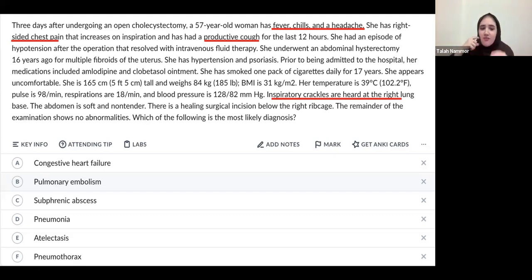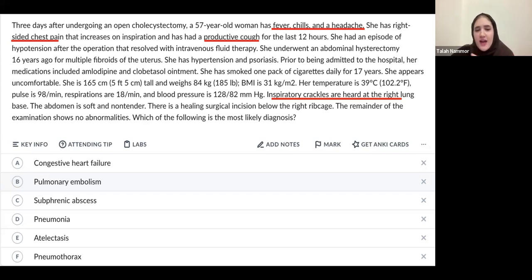Anyways, so she went through a surgery. After the surgery, she has fever, chills, and a headache. And she has right-sided chest pain and a productive cough. And we have inspiratory crackles that are heard at the right lung. What do you guys think this is?